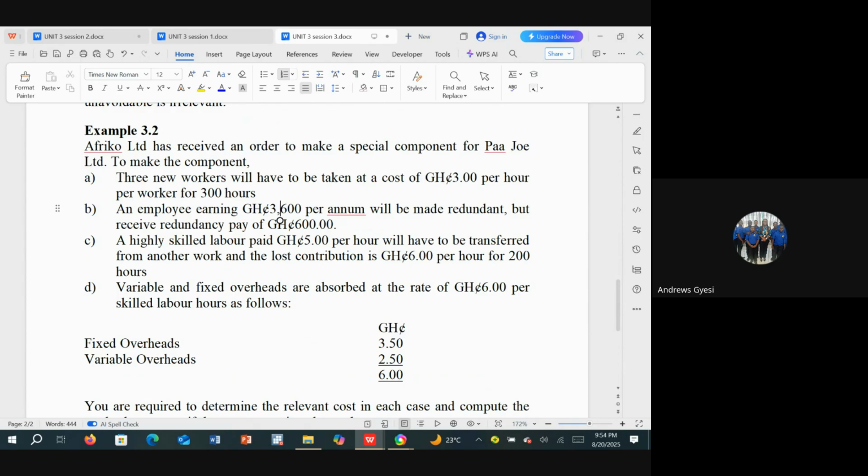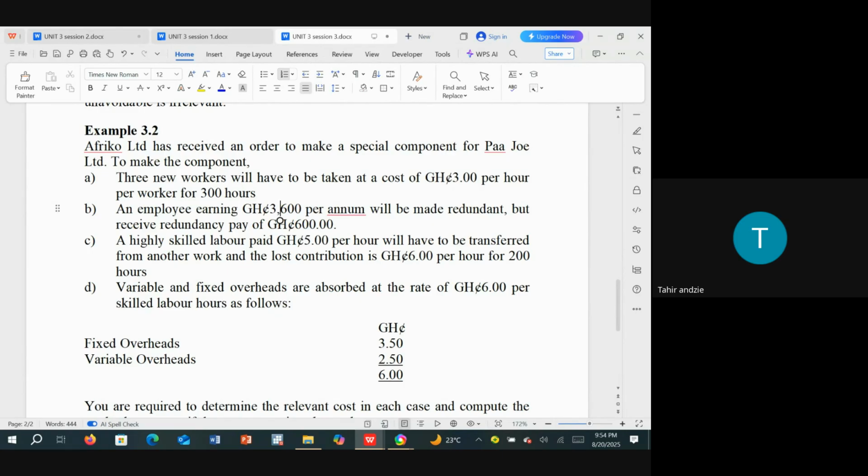That's good. Okay, now let's look at the B1. An employee earning 3,600 per annum will be made redundant, but receive redundancy pay of 600. What will be the relevant cost? 600. Very good, because he's already redundant. He has to be laid off, and he's going to receive a redundancy fee. So the redundancy fee, that is important here.